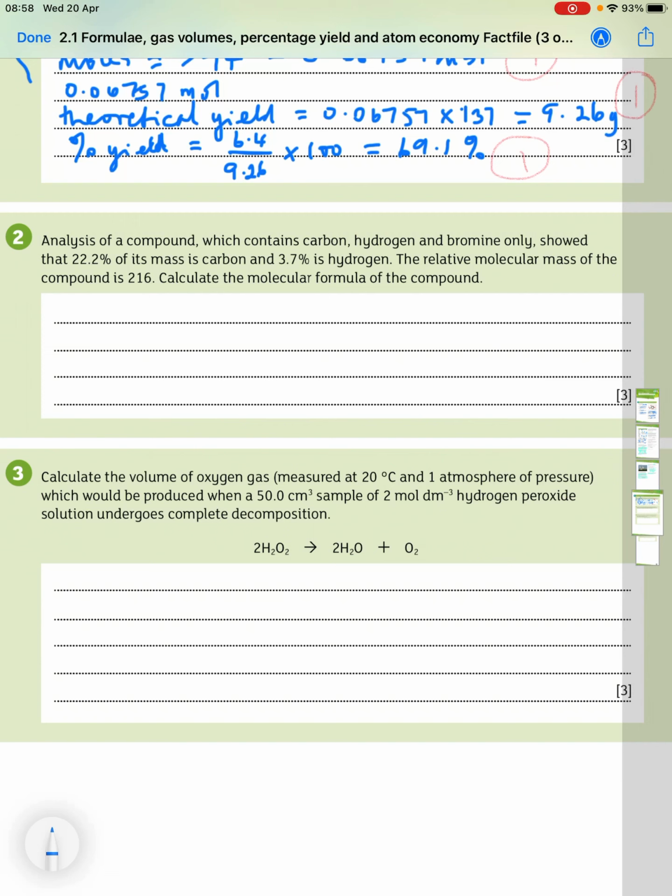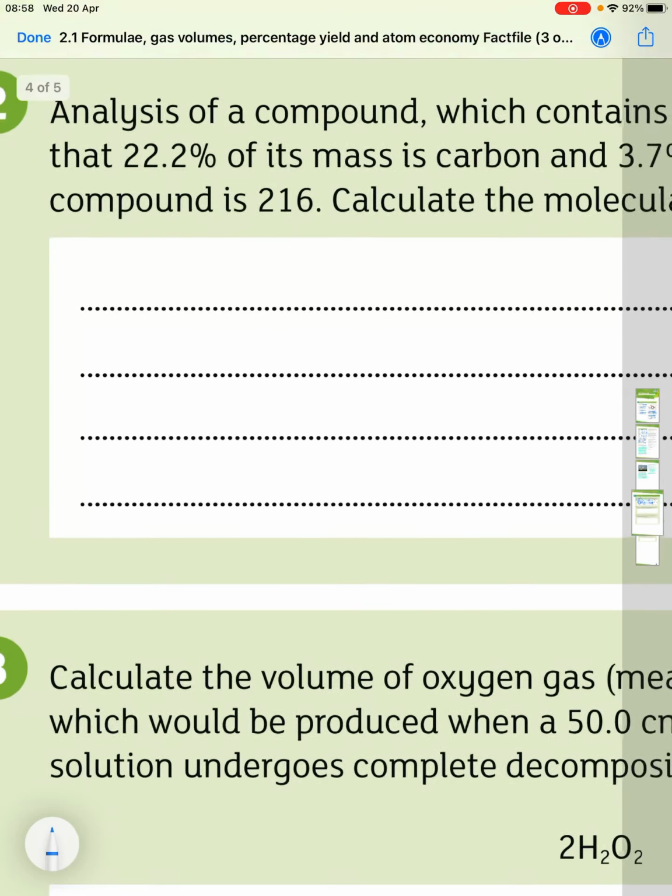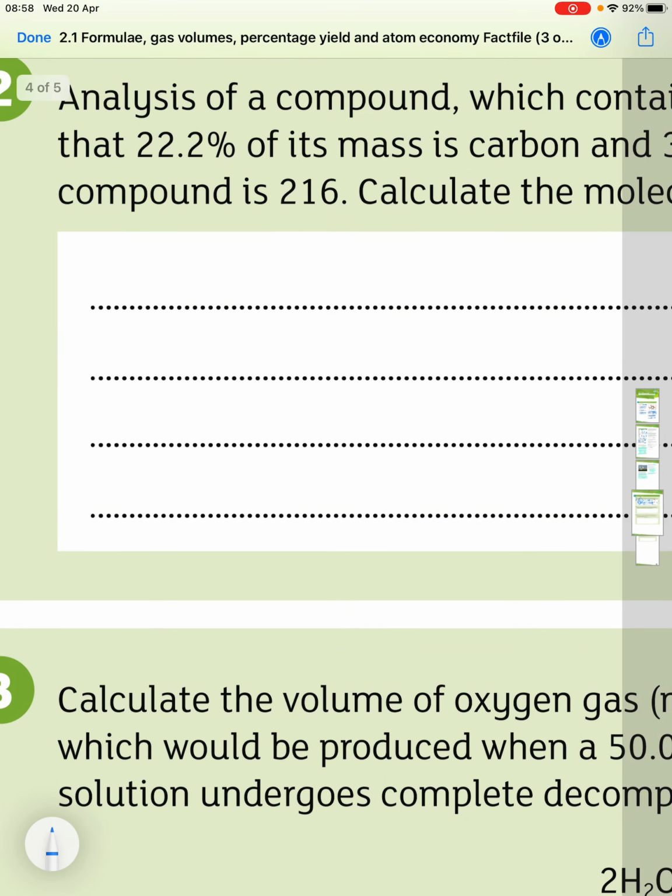Question 2. Analysis of a compound which contains carbon, hydrogen and bromine only showed that 22.2% of its mass is carbon and 3.7% is hydrogen. The relative molecular mass of the compound is 216. Calculate the molecular formula of the compound. So we want to work out the empirical formula first.